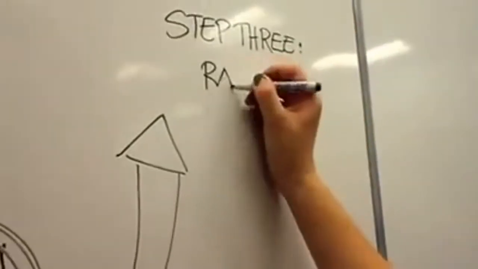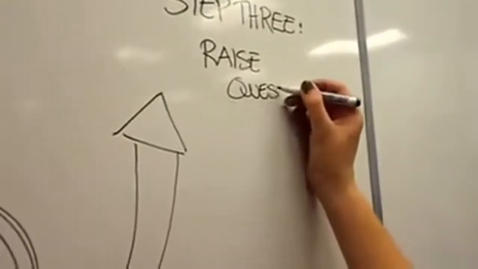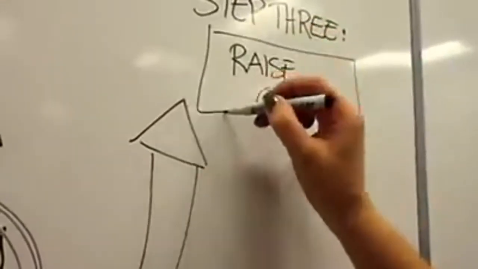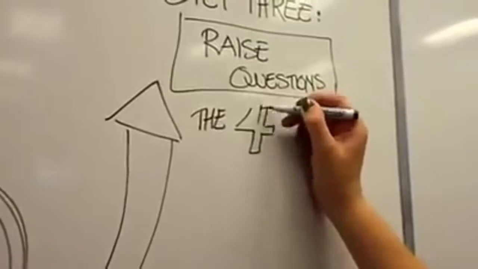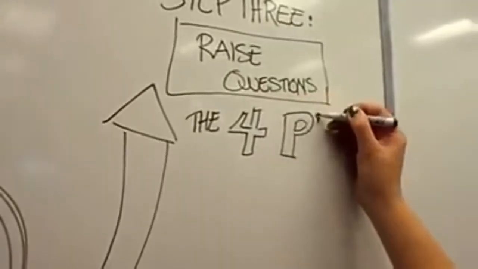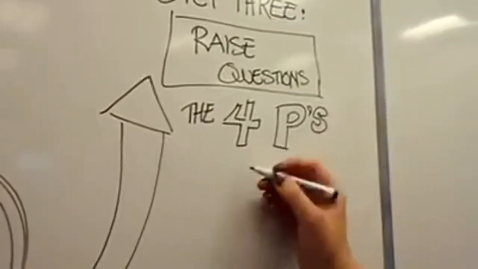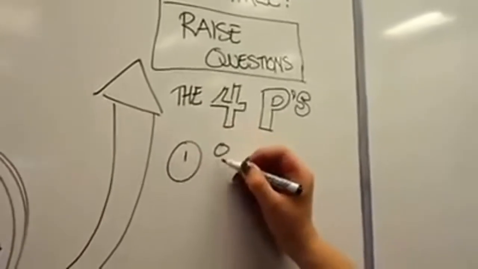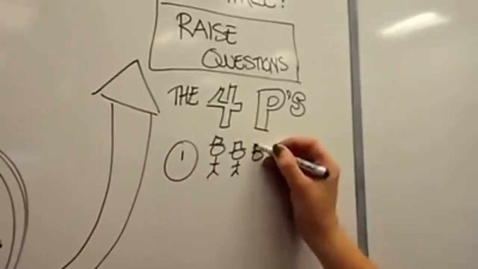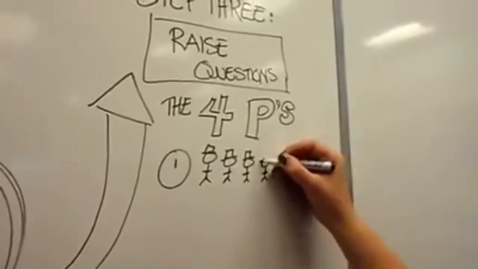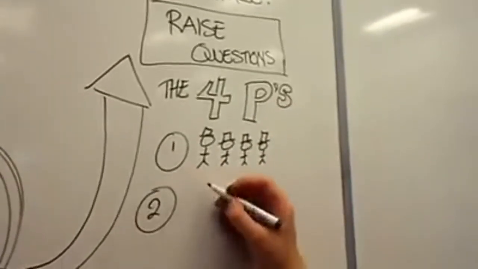Now that we have identified a topic, we can develop our research problem by looking at the 4 P's. This will help us raise questions. The first P stands for people. Who does it affect? This would be the study population. For example, when we look at sustainable residential design, we could be looking at suburban houses, and therefore suburban families.